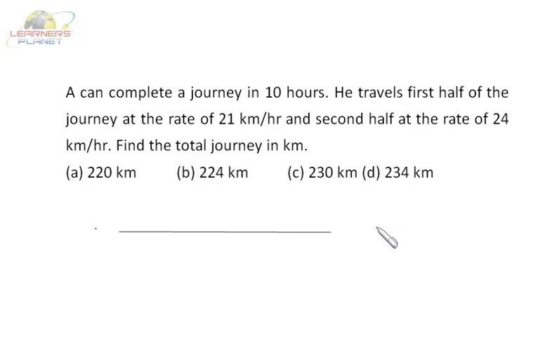Now let's assume the total distance which has to be covered is 2x. So x kilometer and x kilometer. This x kilometer he is moving at 21 kilometer per hour. That means he must be taking x by 21 hours, and the remaining part he is moving at 24 kilometer per hour. That means he must be taking x by 24 hours. In all it is 10 hours. So we can calculate it. Just take LCM and get the value of x, and the total journey is 2x.